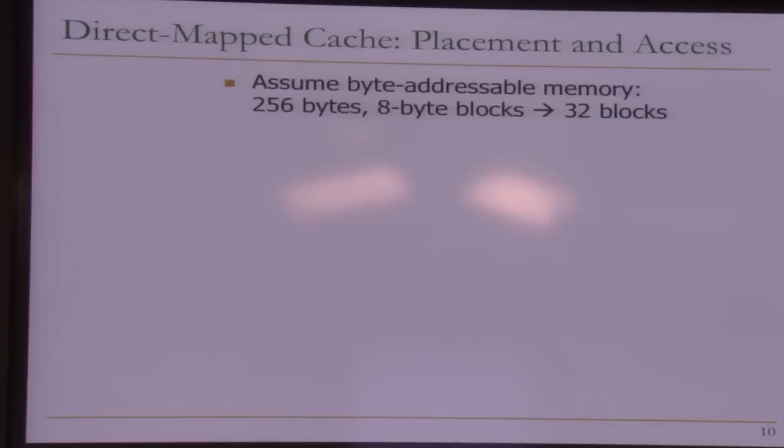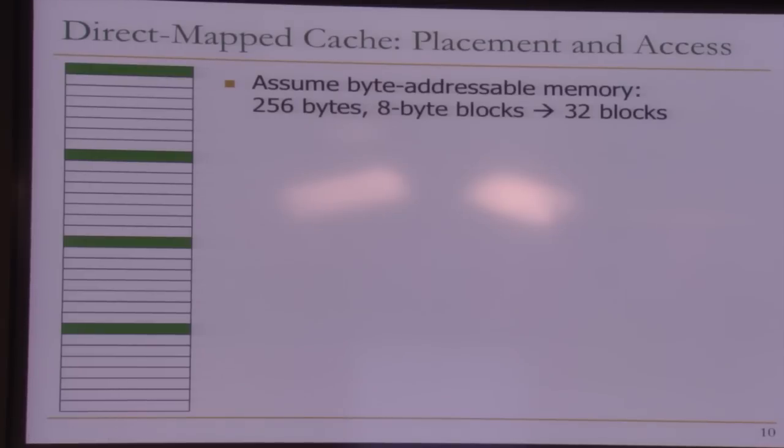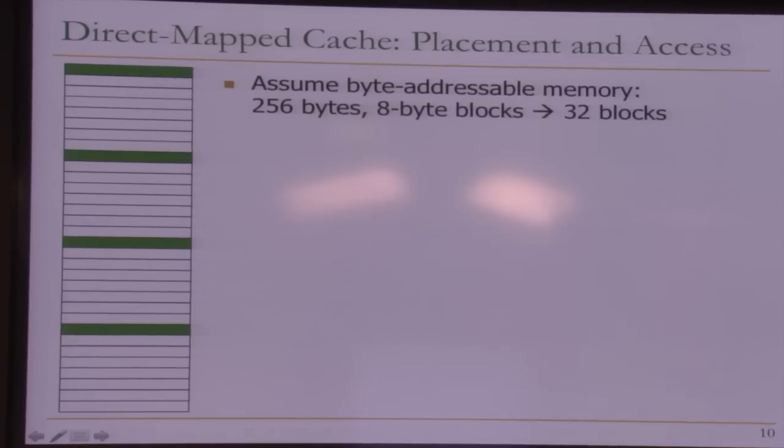Basically, let's think about an example. Assume a byte addressable memory. We'll build a simple cache that has 256 bytes. And it has 8-byte blocks. In that memory, you have 32 blocks, right, conceptually. And you can look at this memory this way. Basically, this is one block, 8 bytes, next block, next block, next block. So you have 32 blocks over here. And the green ones over here, we'll get to that, I guess.